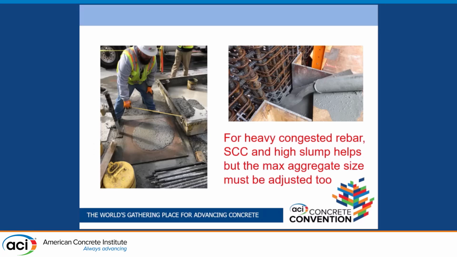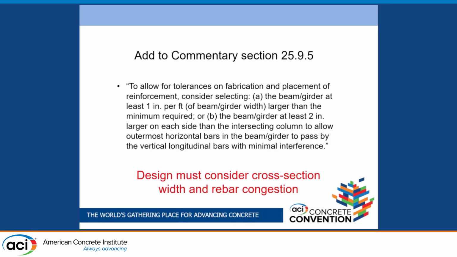And in this case, and with the previous slide, these are heavily congested rebar sections. So SCC and high slump can help, right? It can facilitate. You need to make sure you understand the mix. Have a smaller aggregate mix, right? Because that's going to be key to allow the material to move homogeneously through the section. And design must consider the section, right? The section width and the rebar congestion.